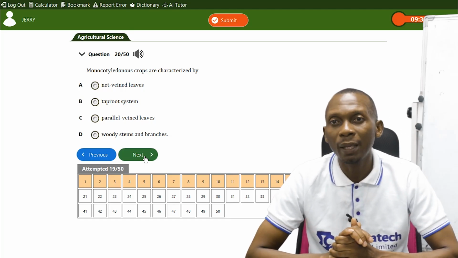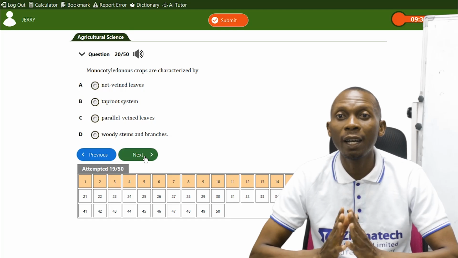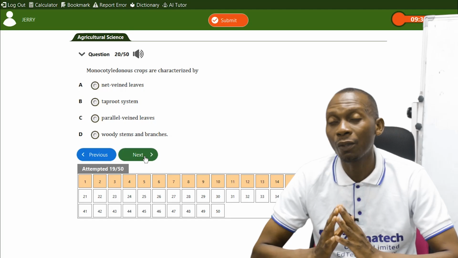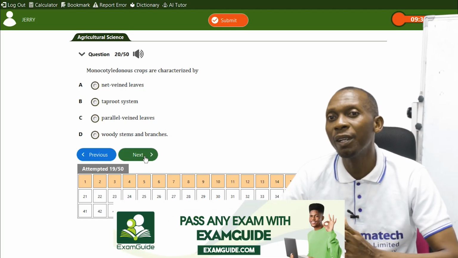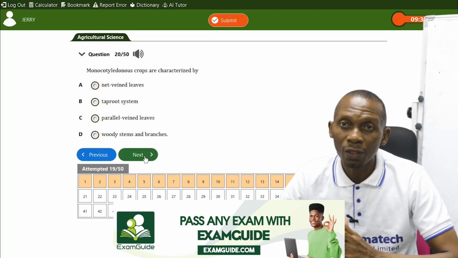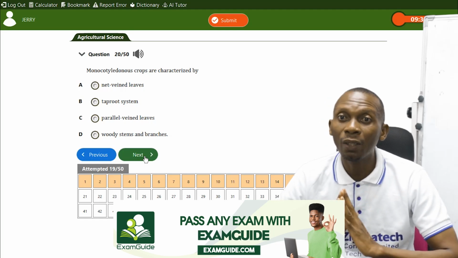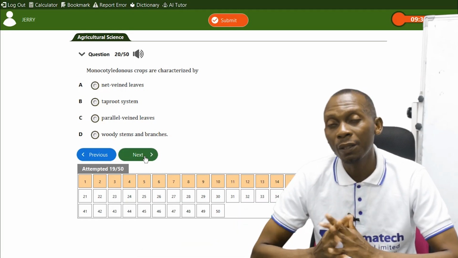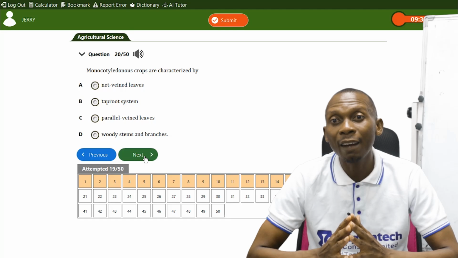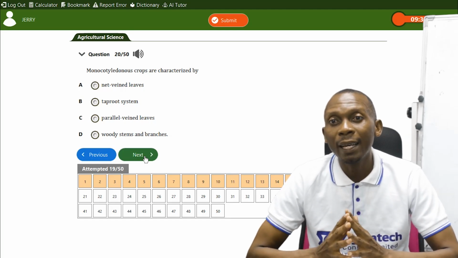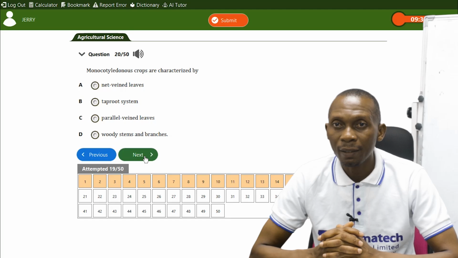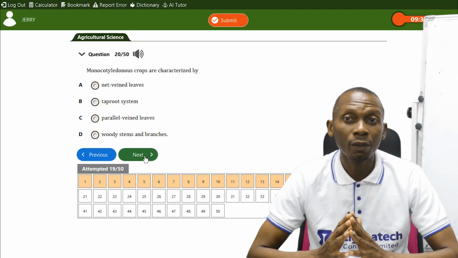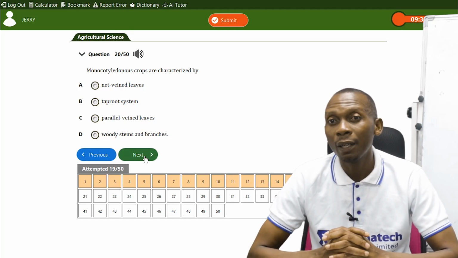Now, monocotyledonous plants or crops are crops that have just one cotyledon, while dicotyledonous plants are crops that have two cotyledons. Now, there are other characteristics of monocotyledonous plants and dicotyledonous plants, and with that knowledge of the differences between monocots and dicots, monocots have parallel veins, while dicots have net veins. The monocots also have the fibrous root system, and the dicots have the taproot system.